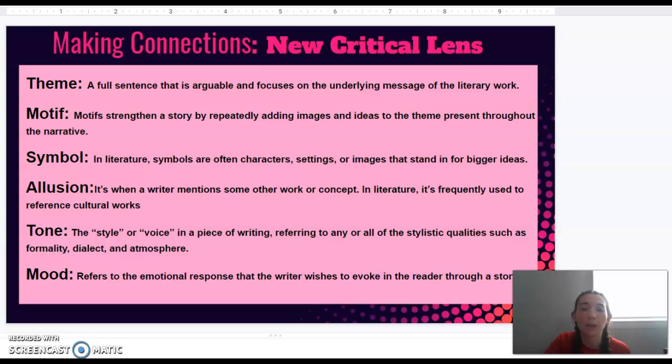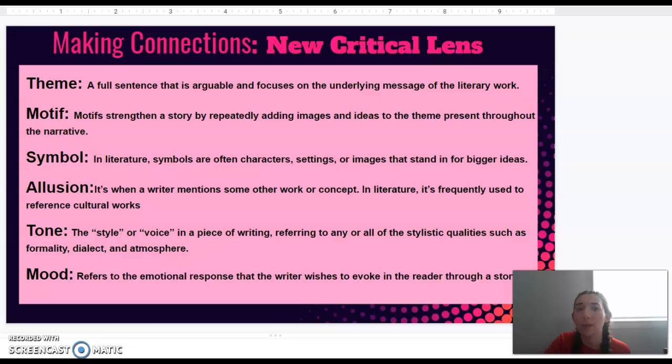Allusion, it's when a writer mentions some other work or concept in literature. It's frequently used to reference cultural works. We've talked about this before, so a lot of times it's references to mythology, references to history, references to culture, references to the Bible, things of that nature. Tone, this is going to be from the perspective of the author's writing, so it's the style or voice in a piece of writing, referring to any or all of the stylistic qualities such as formality, dialect, and atmosphere. And then lastly, mood, which refers to the emotional response that the writer wishes to evoke in the reader through a story.